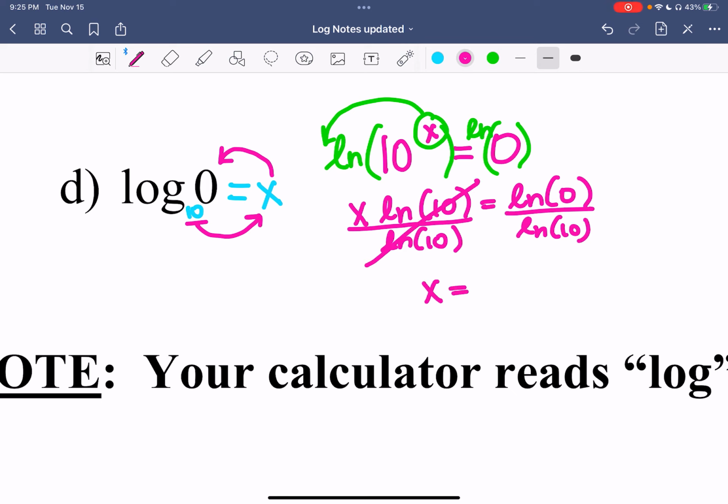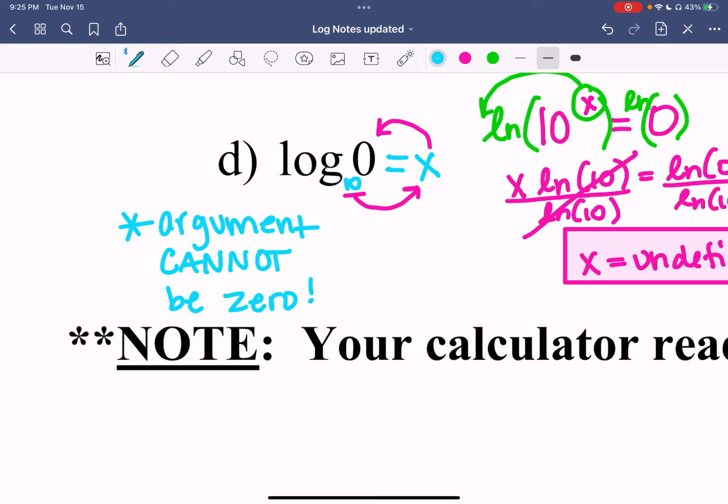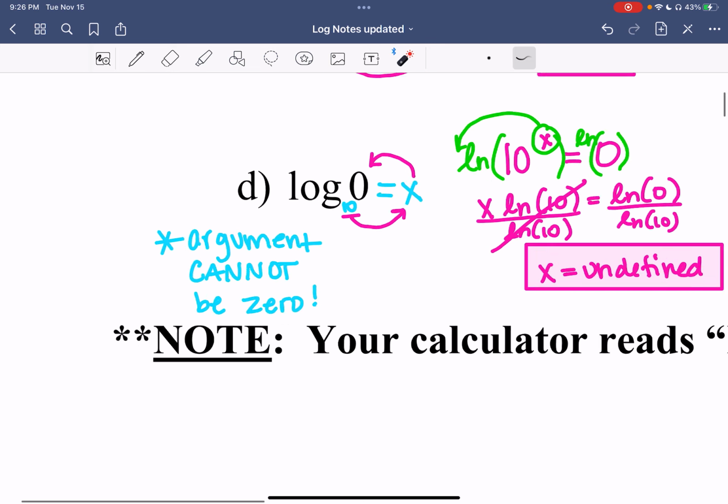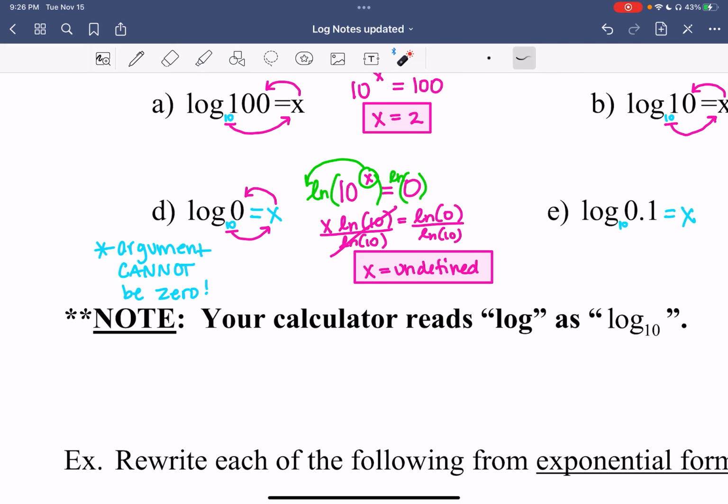Now, the reason that it's undefined is because the argument is 0, and your argument cannot be 0. So I'm going to make a little note here so you don't forget. If your argument is ever 0, that's going to be undefined. And the argument is this part right here, the big number next to the log. Not the base, but the number next to the log is called the argument, and that number cannot be 0. And that's why it's undefined.